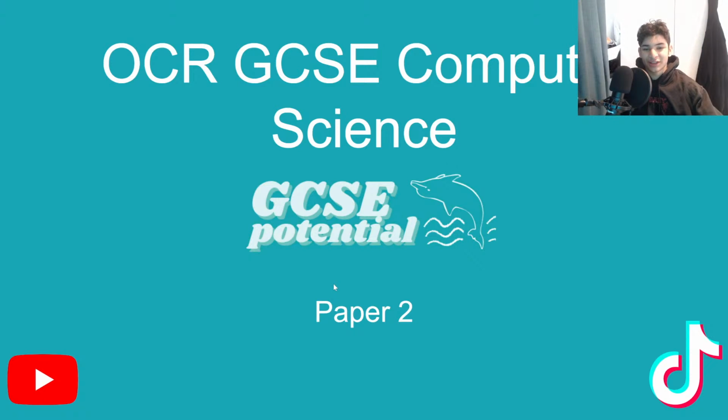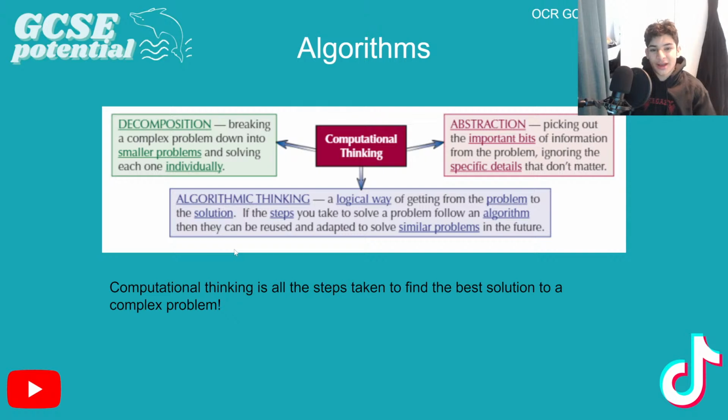Okay, cool. So, let's start things off. Algorithms. So, that's the first topic. There's a thing called computational thinking, and it's pretty much thinking like a computer. Computational thinking is basically about the steps you take to find the best solution to a complex problem. An algorithm is basically a set of steps. So, you just go step by step to try and find a solution to the problem.